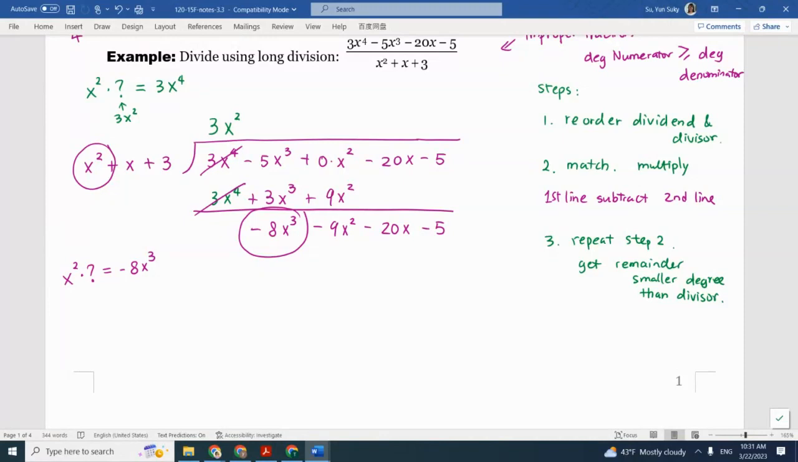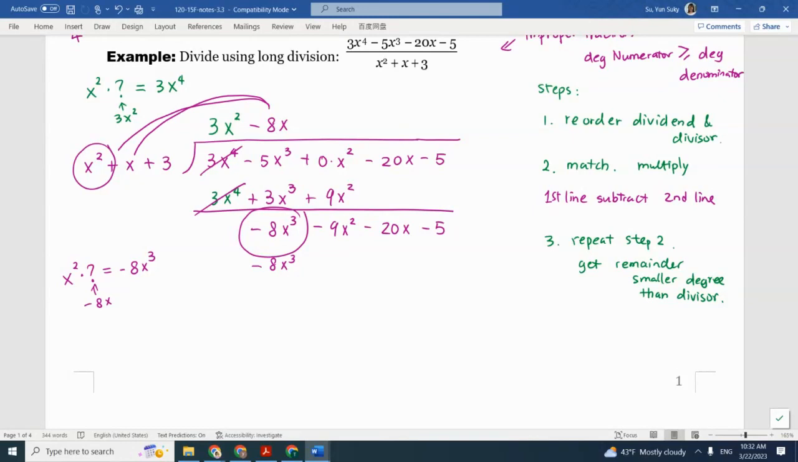And x, yes, negative 8x. Right, everybody? Yes. So we put negative 8x here. So this is negative 8x, and you put it here. Now we multiply. Negative 8x times x squared is negative 8x cubed.